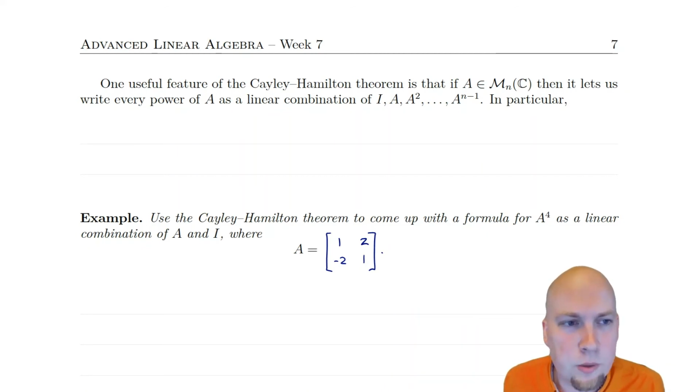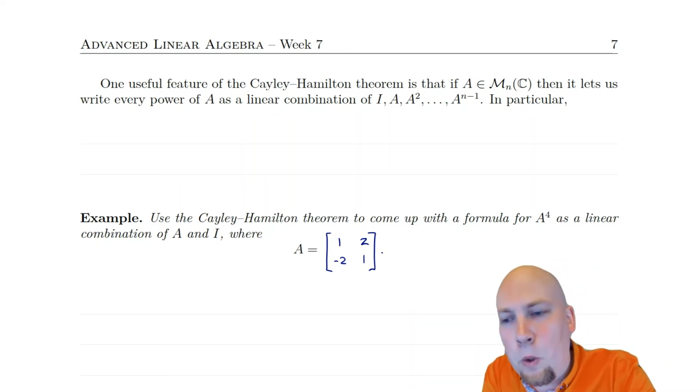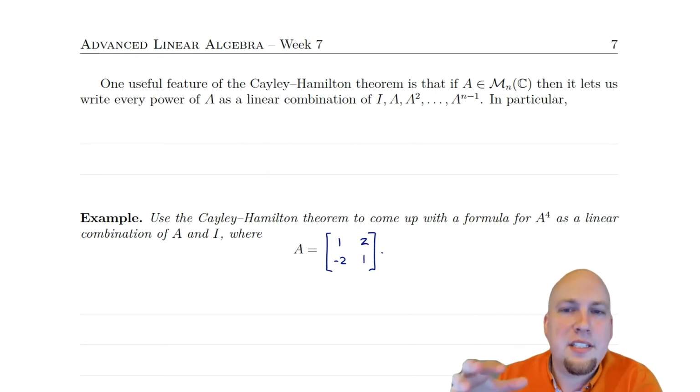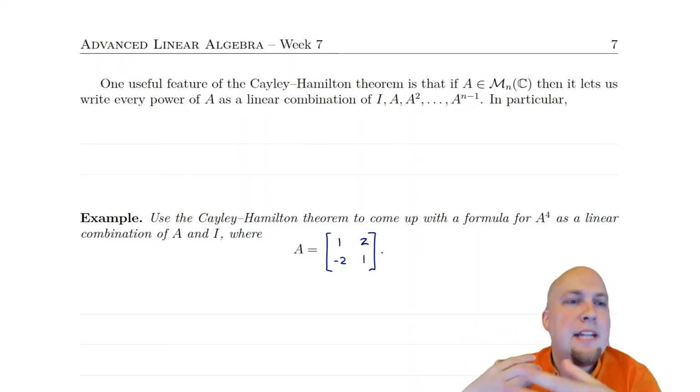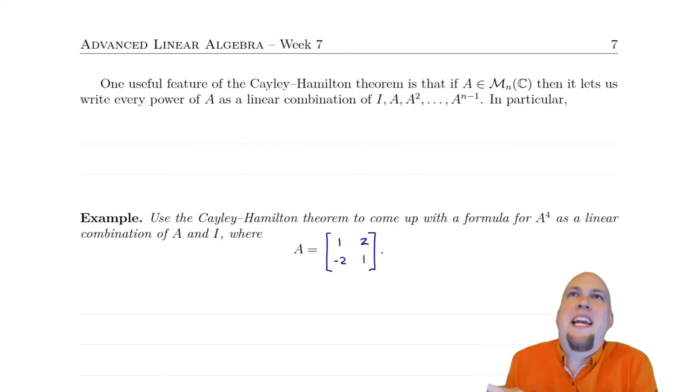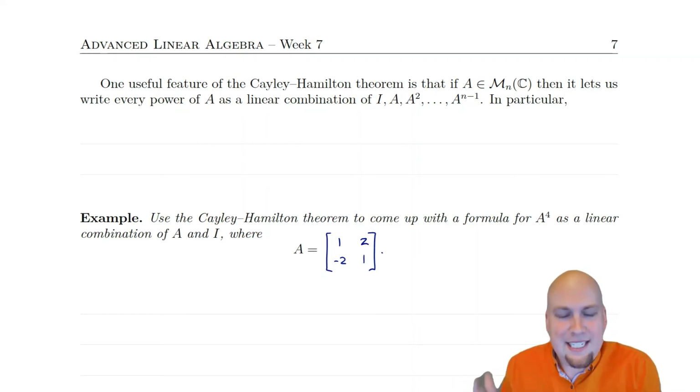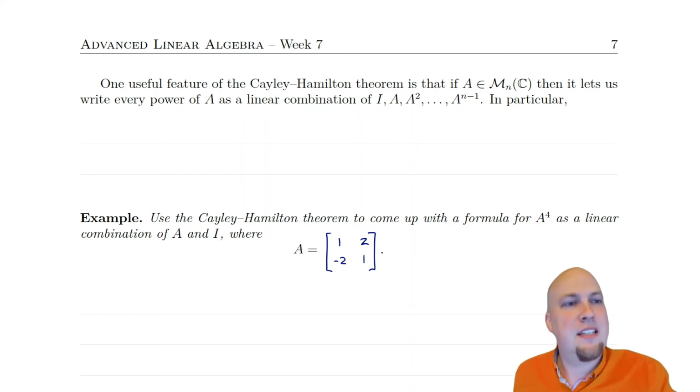You know, what can you do with it? And really, the point of it is, it tells us that every single power of a matrix lives in a smaller space than it would have if we didn't have a theorem like this, right? The space of n by n matrices, remember, that's n squared dimensional.